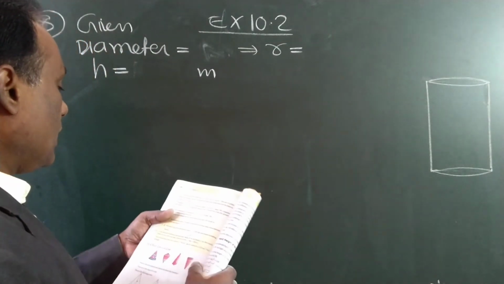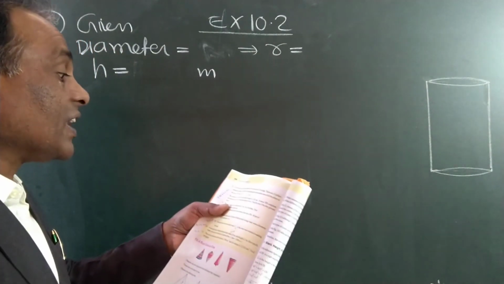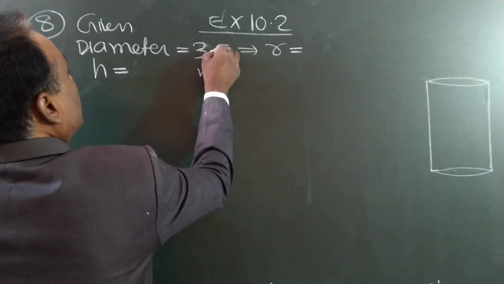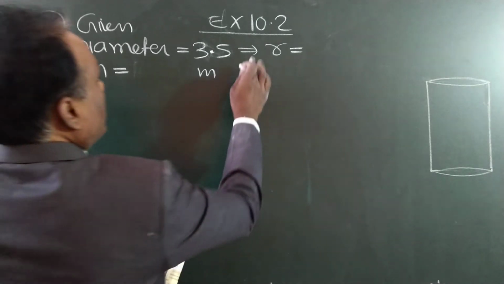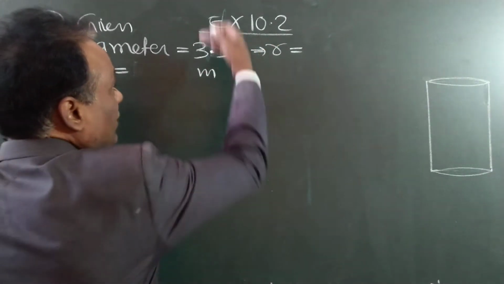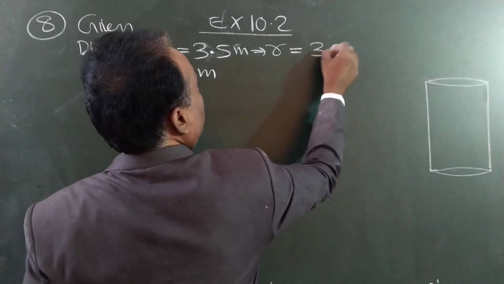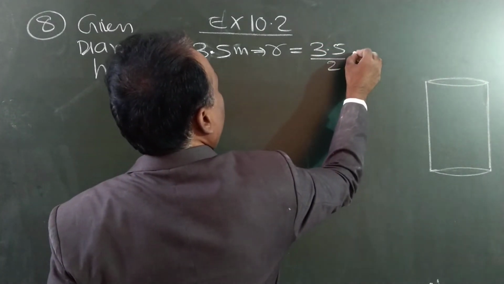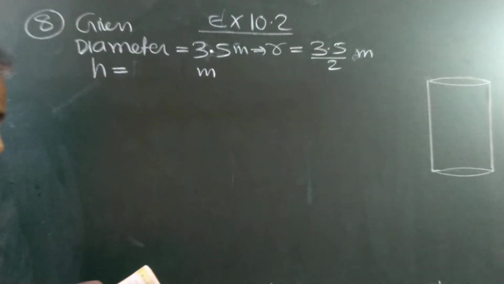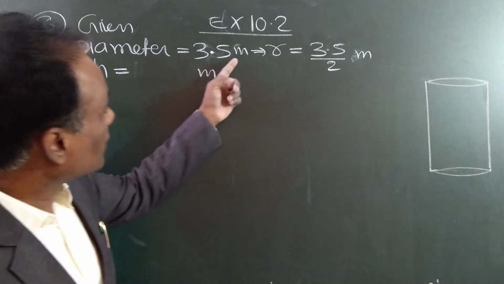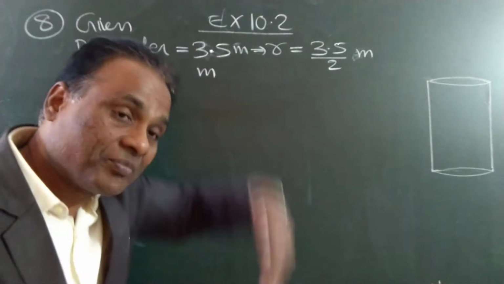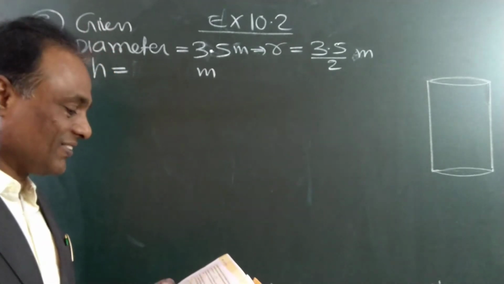See here. The inner diameter of the circular well is 3.5 meters. But we require the radius, so the radius is half of this. 3.5 meters divided by 2, we get the radius. Okay. Depth. Depth is 10 meters.